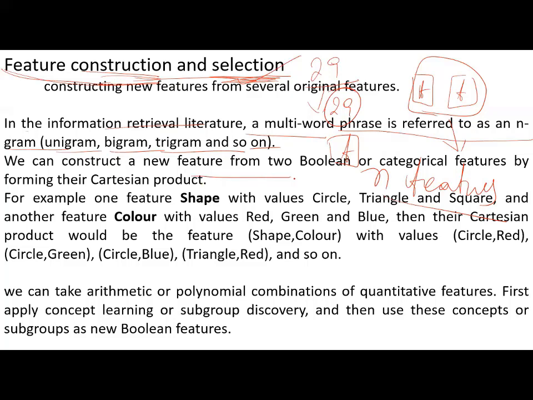We can construct a new feature from two Boolean or categorical features by forming their Cartesian product. For example, shape with values circle, triangle, and square, and another feature, color, with values red, green, blue. We can then create a product feature shape-color with values circle red, circle green, circle blue, triangle red, triangle blue, triangle green. Similarly, square and so on.